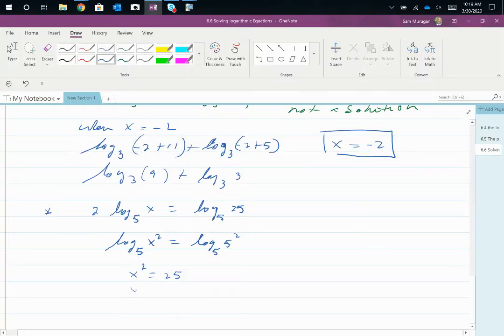So x is equal to plus or minus the square root of 25, or plus or minus 5. However, we have to discard the negative answer. x cannot equal negative 5 since we would be taking logarithms of a negative number. So the only answer is x is equal to positive 5.